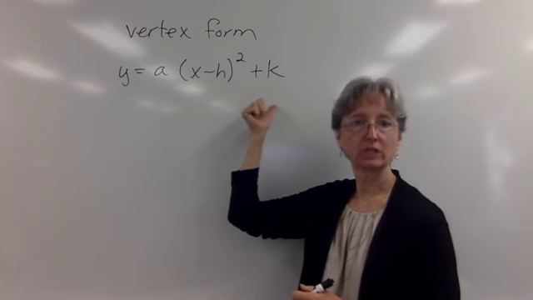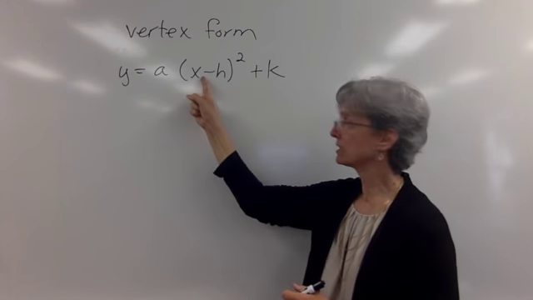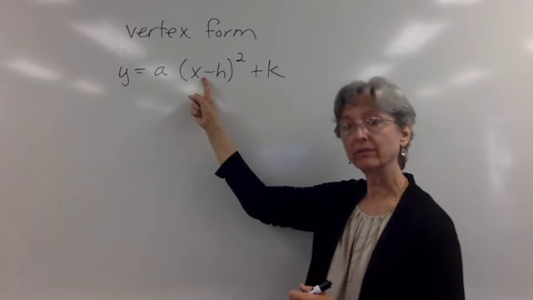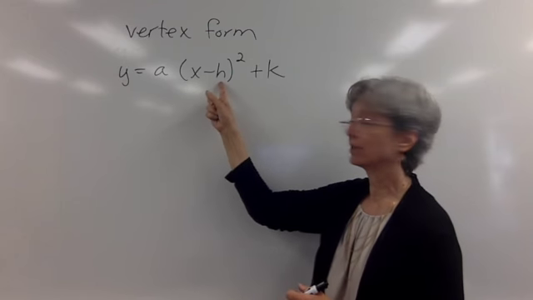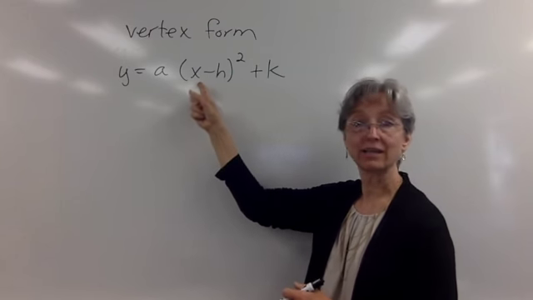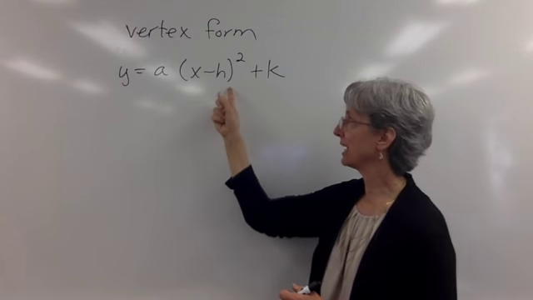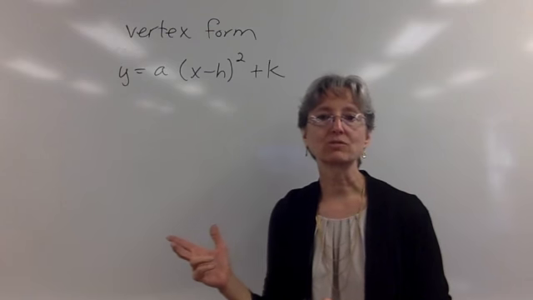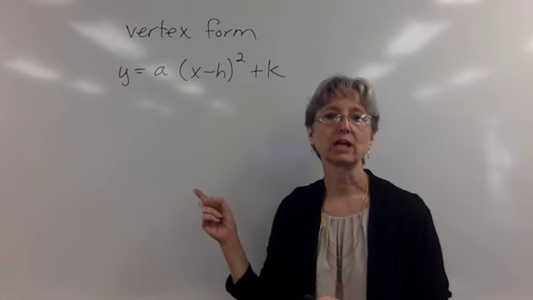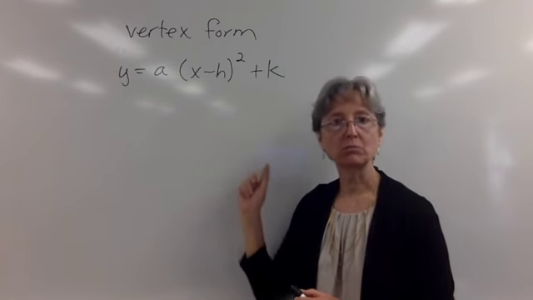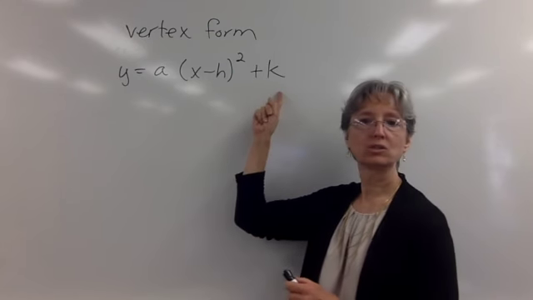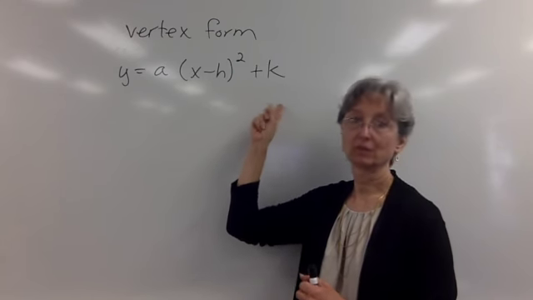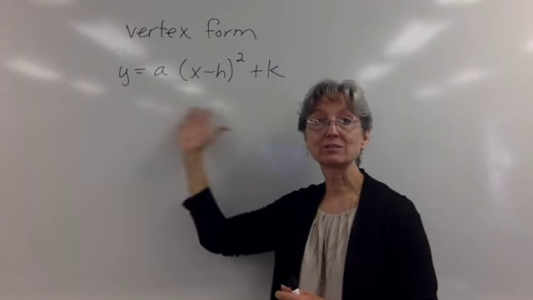HK is our vertex. Notice this negative, so if you're graphing it, finding the vertex, the H will be the opposite sign. That's why there's a negative in here. But HK is your vertex. And then that means your axis of symmetry is X equals H, and your maximum or your minimum is your K. Okay, so that's what all of this means.